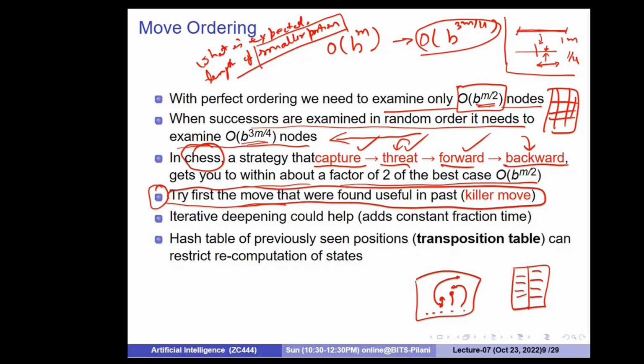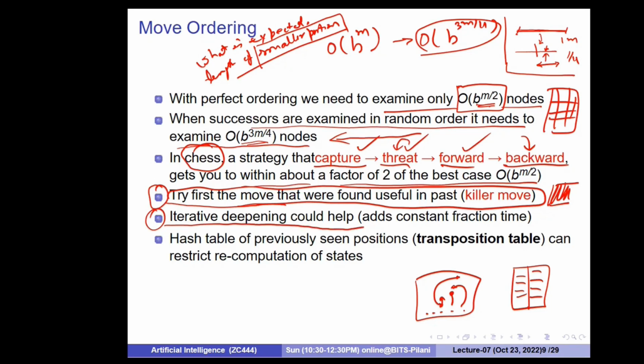There is a set of moves that are called the killer moves. If you go with them, then you are more likely to win. So it is a tried and tested method, and you use those moves to attack initially. Okay. Another method when you are developing this system is that iterative deepening could help.